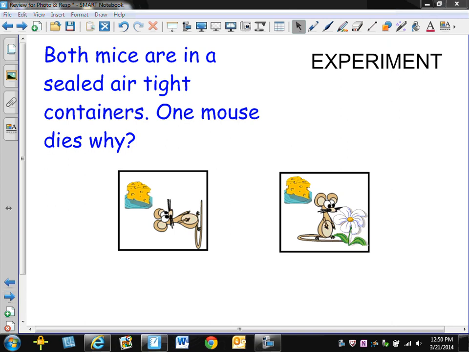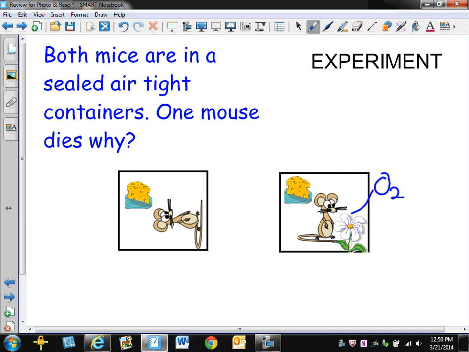Marlon. Yeah, what's the plant doing for him? And you're absolutely right. So this one's got a plant. It's doing what? It's giving off O2. It's giving off oxygen. Excellent, Marlon. Okay, so it's giving off O2.